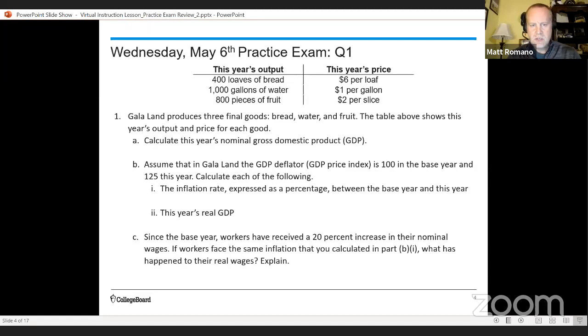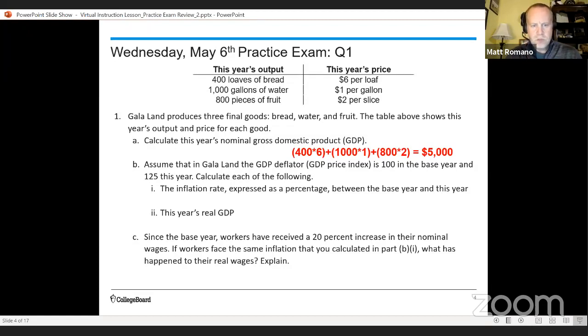So in this case, we're simply taking the output for each product, bread, water, and fruit, multiplying each one by their price, adding those numbers together, and you get $5,000. The 400 loaves of bread times $6 per loaf, 1,000 gallons of water at $1 per gallon, and 800 pieces of fruit at $2 per piece of fruit. That comes out to 5,000. So that's your nominal GDP.